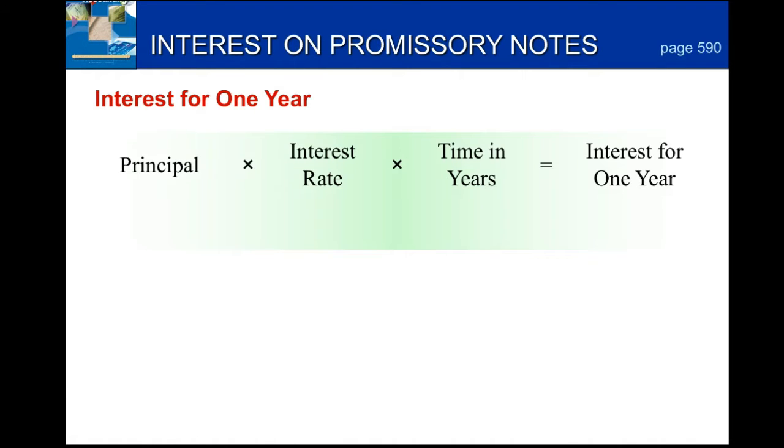So interest on promissory notes. Interest for 1 year is basically the principal times the interest rate times the time in years. A lot of times that's abbreviated as P times R times T. So if you had a principal of $20,000, your interest rate was 6%, and you had 1 year to pay this back, the interest for 1 year would be $1,200, or 6% of $20,000.